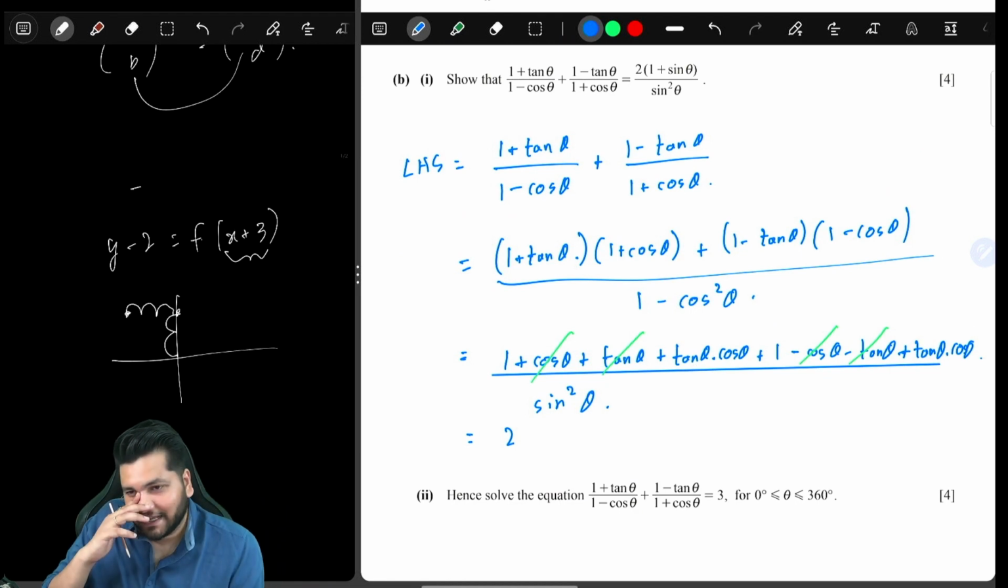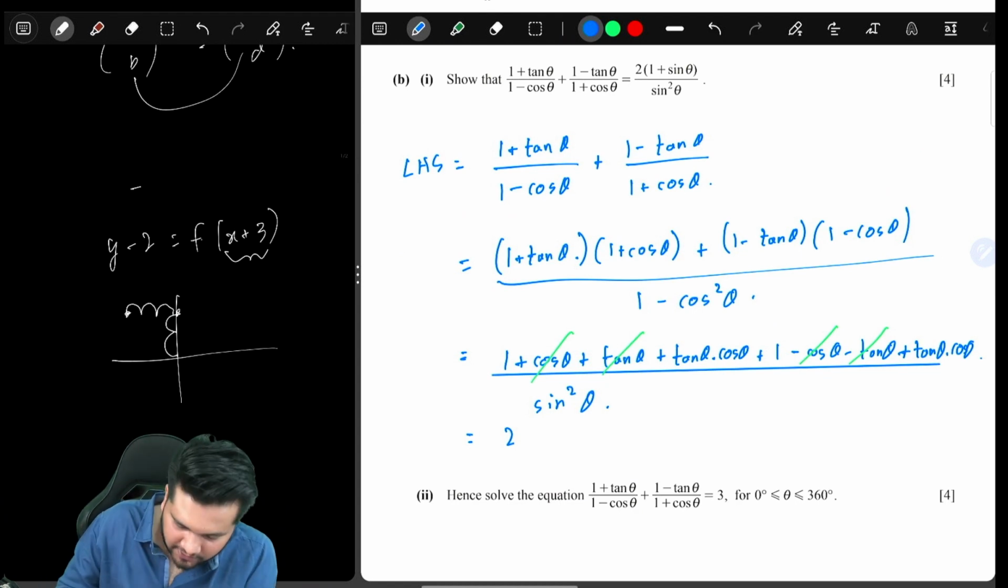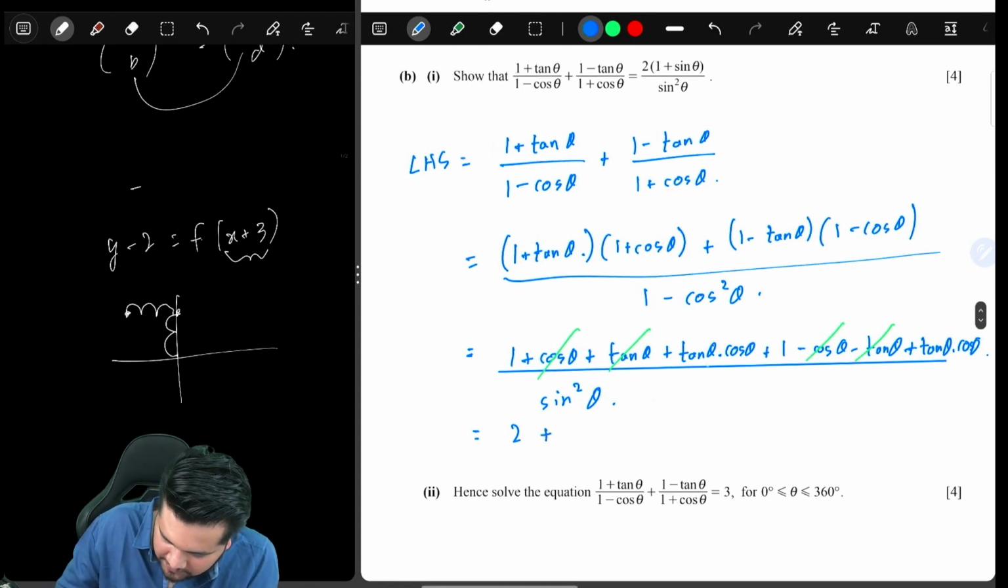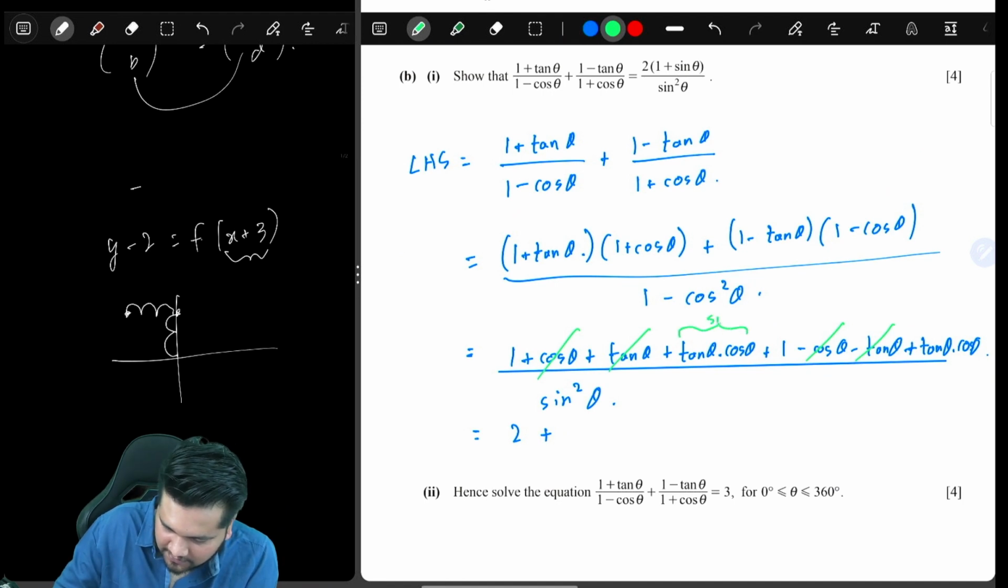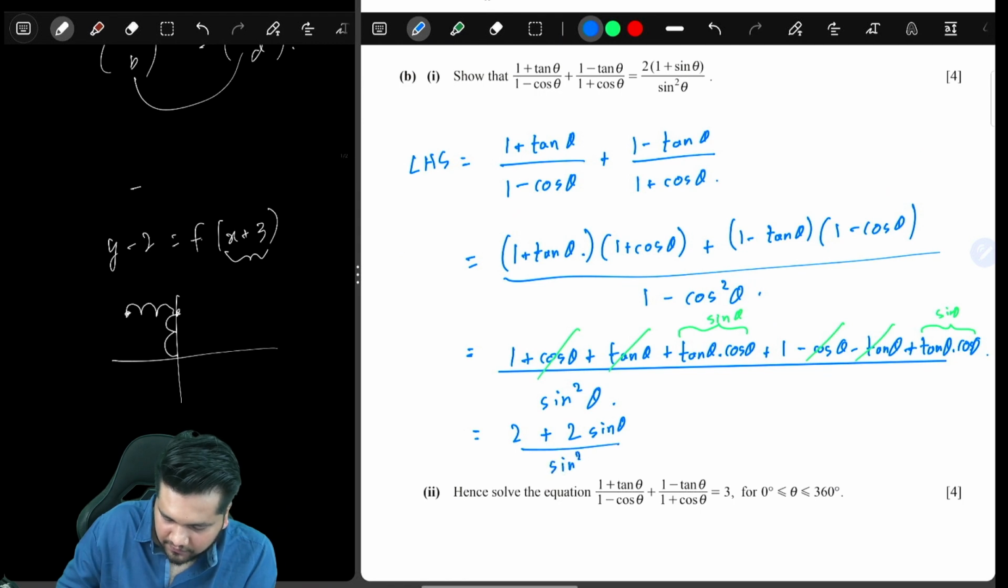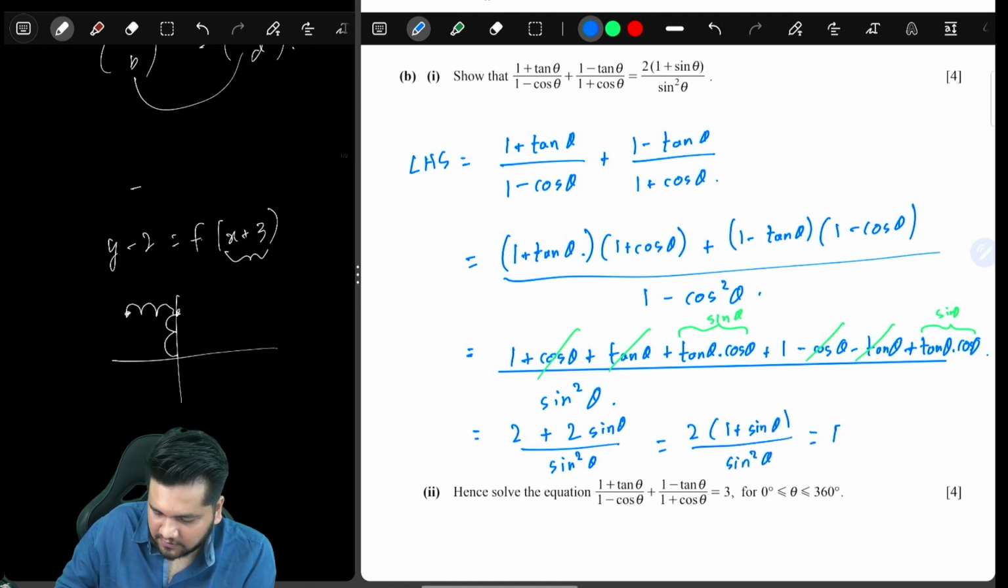Now see, we know that tan theta is nothing but sine theta upon cos theta, so the cos theta will get cancelled. So at the end, you will just get 2 plus, this is sine theta overall. This is nothing but your sine theta. This is also your sine theta. So you'll get 2 plus 2 sine theta upon sine square theta. Of course, you can take out 2 common and you will get 1 plus sine theta upon sine square theta, which is RHS, hence proof.